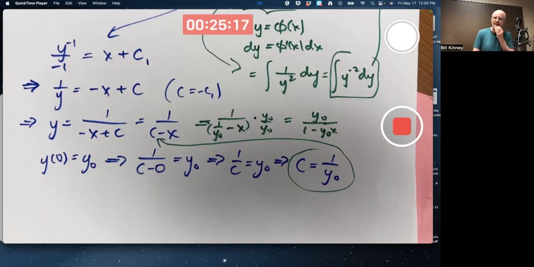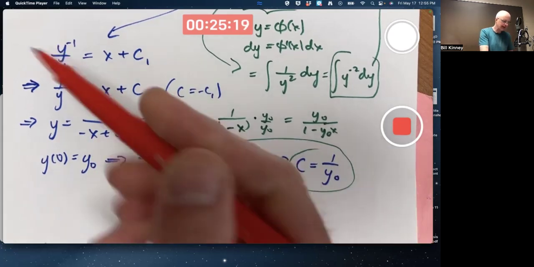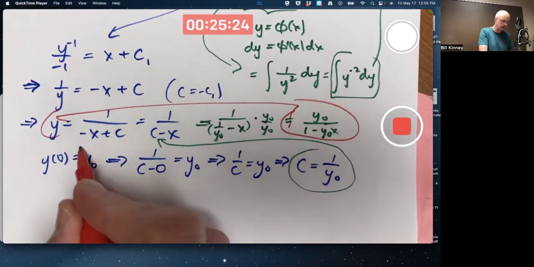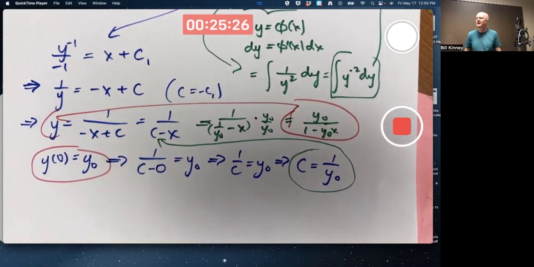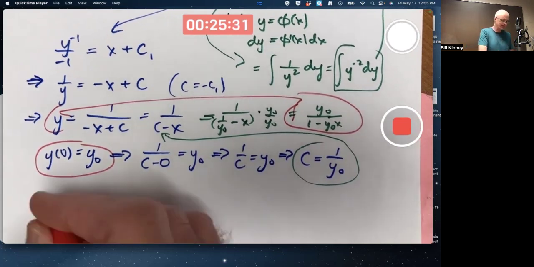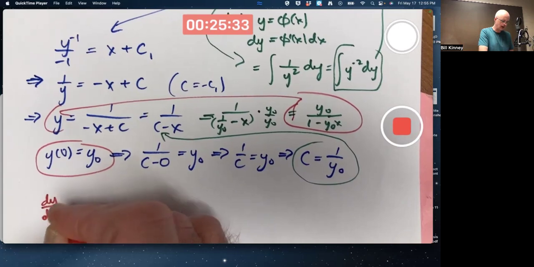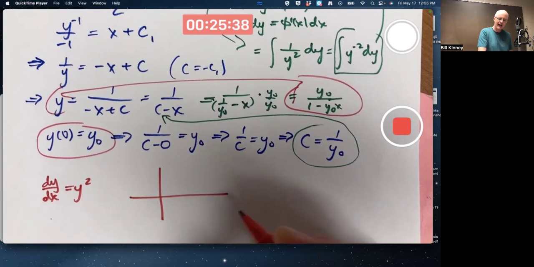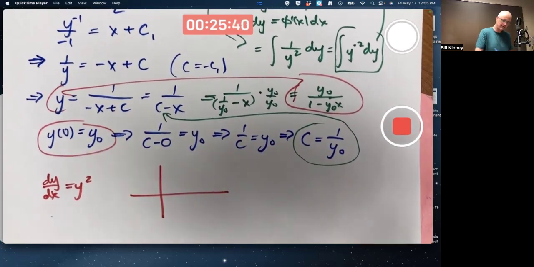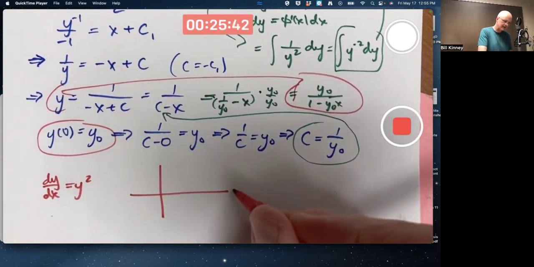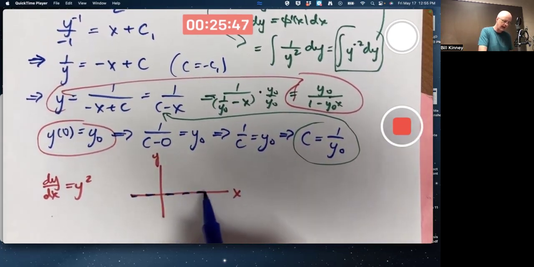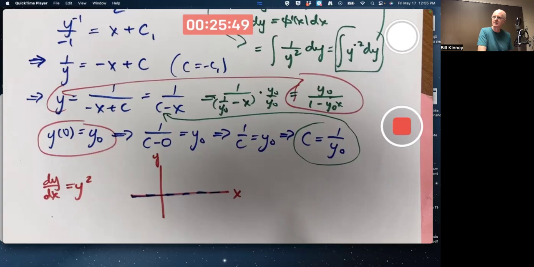So there we have it. That's probably the best way to write your arbitrary solution in terms of an arbitrary initial condition. The slope field for dy dx equals y squared has 0 slopes along the x-axis where y is 0, and y equals 0 is an equilibrium solution.